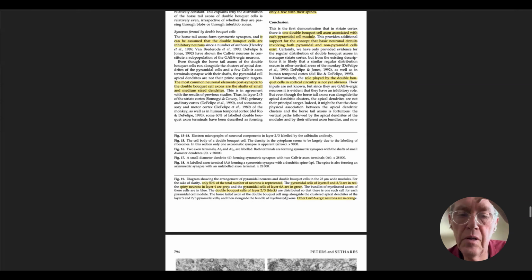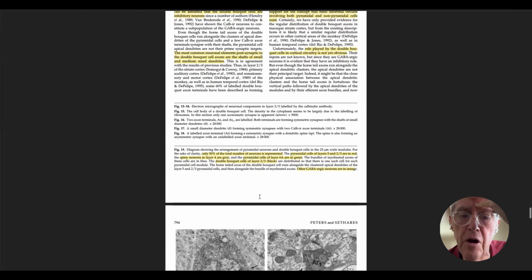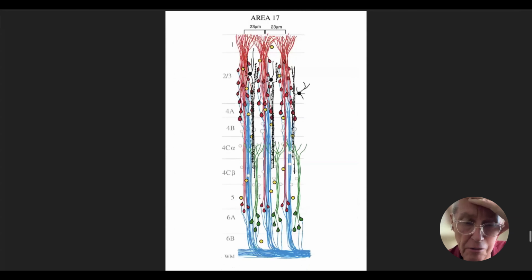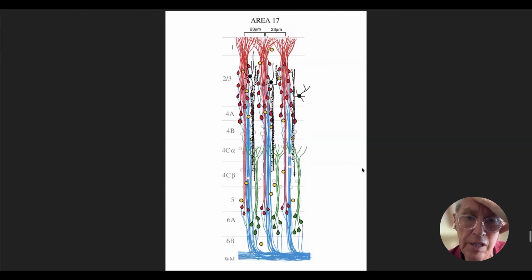And then, right, but I've read that there are other double bouquet cells not in layer 2, 3, so they're just showing the ones in layer 2, 3. Yeah. But if you believe this diagram, those black cells only extended to layer 4. They don't show them going anywhere beyond layer 4. So that's our theory, right?